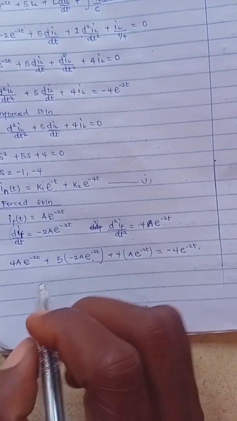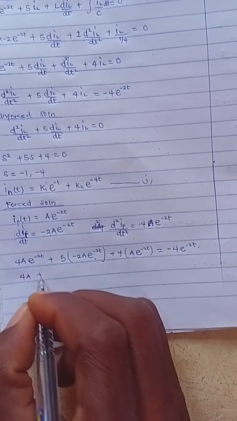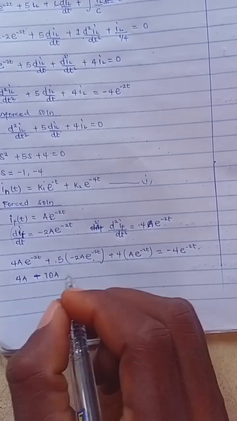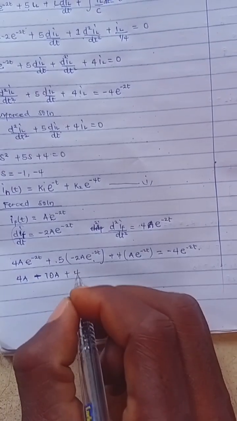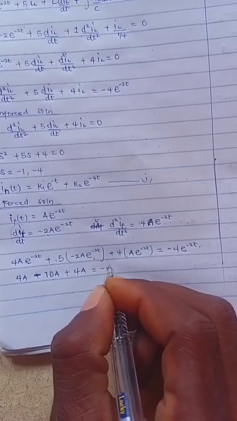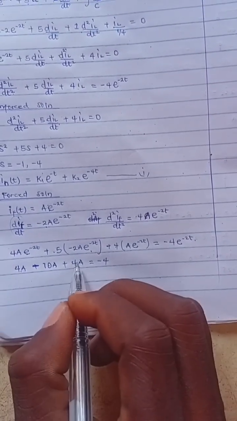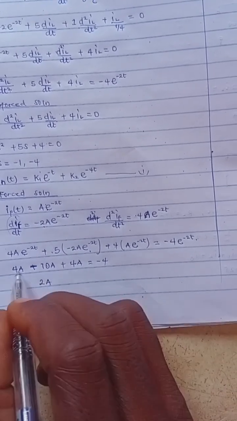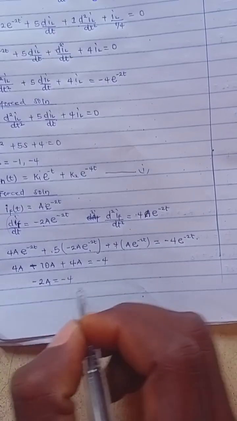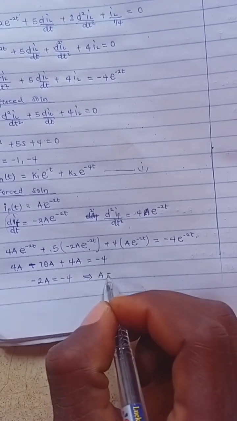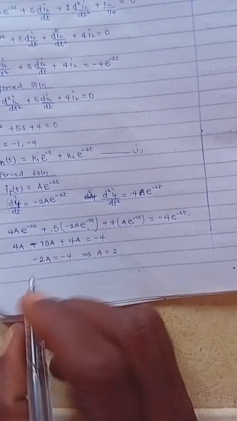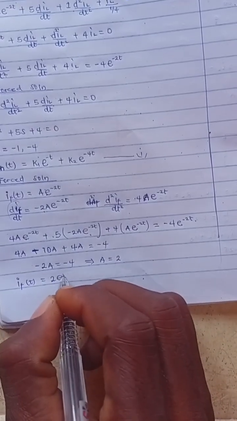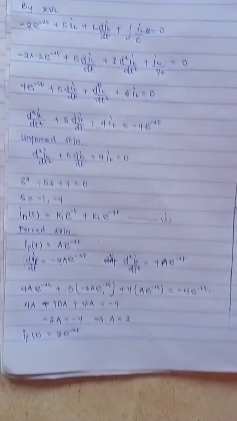You end up with 4a plus, should actually be minus 5 times 2, that's 10a, then plus 4 times a, that's 4a again, is equal to minus 4. So here you get 4a plus 4a, 8a, then minus 10a, that's going to give you minus 2a, equal to minus 4. So at the end of the day, you get a equal to 2. So our a is equal to 2. So our first solution, I f of t, is going to be 2 exponential minus 2t in this case. So that's our first solution.